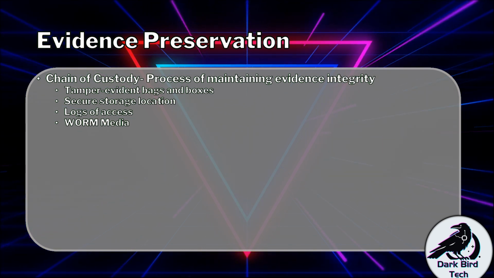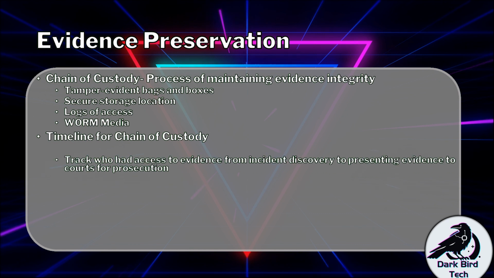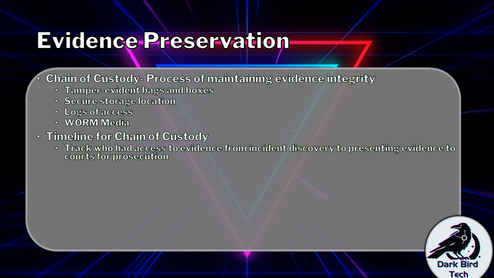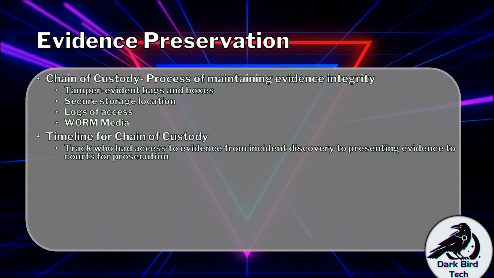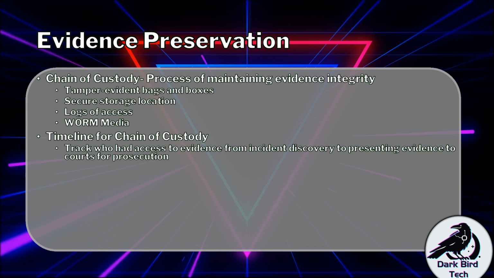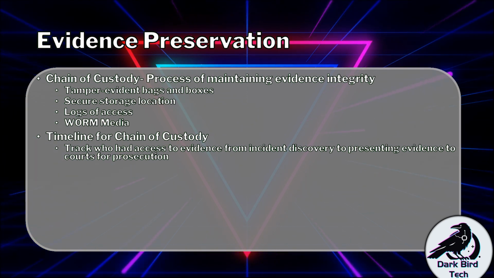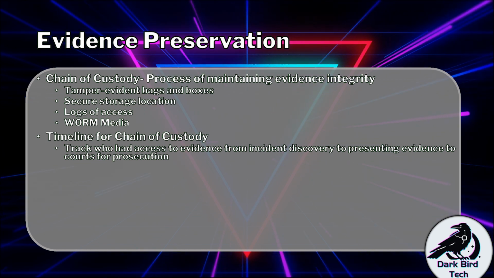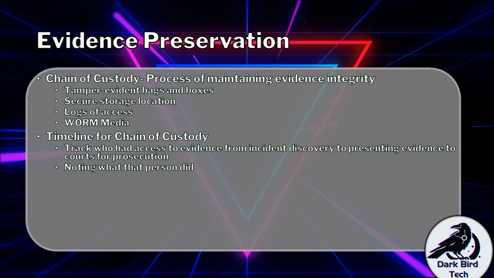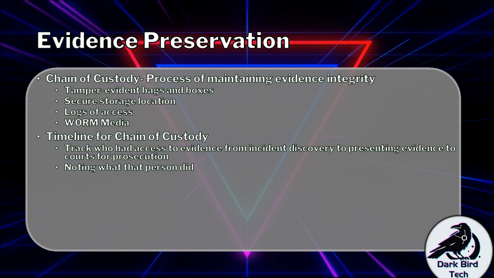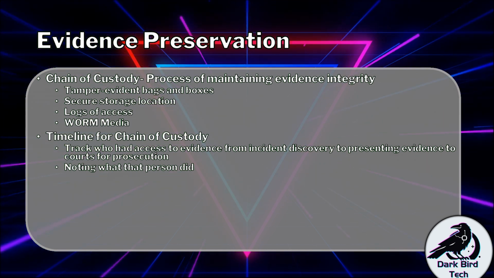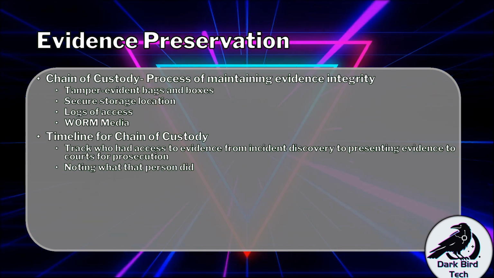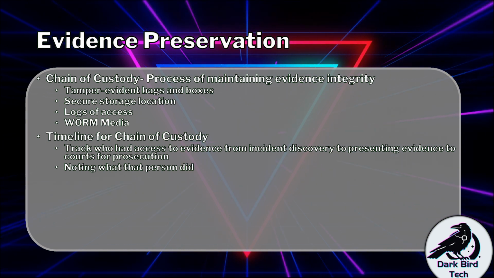And then we want to try and create a timeline for that chain of custody, where we track who had access to it from the moment we discovered the incident to when we present it to the courts for prosecution purposes. The timeline of the chain of custody must be all the way from the moment we realize this is a cybercrime up until the evidence becomes the problem of the courts. We also want to make sure that we are noting what the person did as well. Not just who had access and when, but what they did. That will help us identify any possible weaknesses or flaws in the evidence's admissibility.